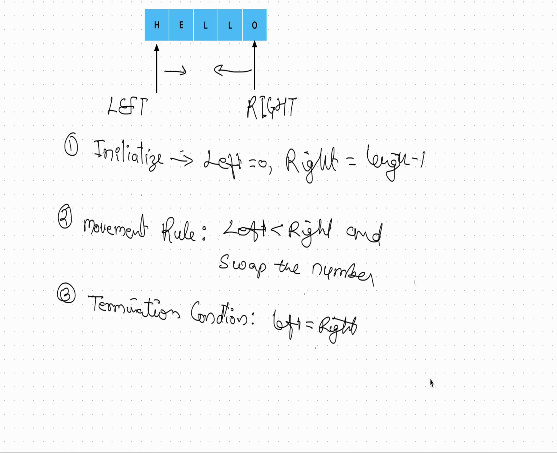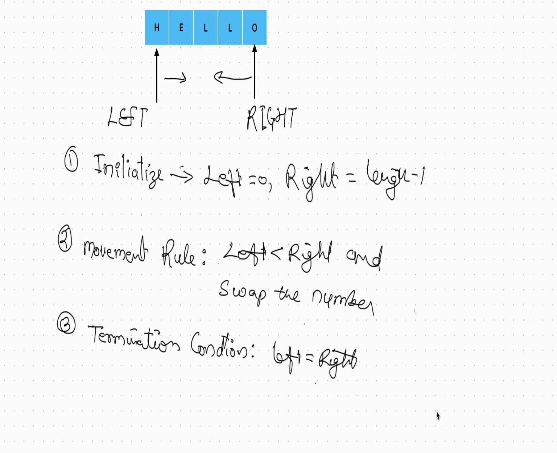Once the left and right meet at the point where both pointers are equal, our string is reversed with space complexity O(1), which is one of the requirements of the question. And the time complexity, obviously, since we are only doing n by 2 iterations, will be O(n). So let's convert this instruction into code.